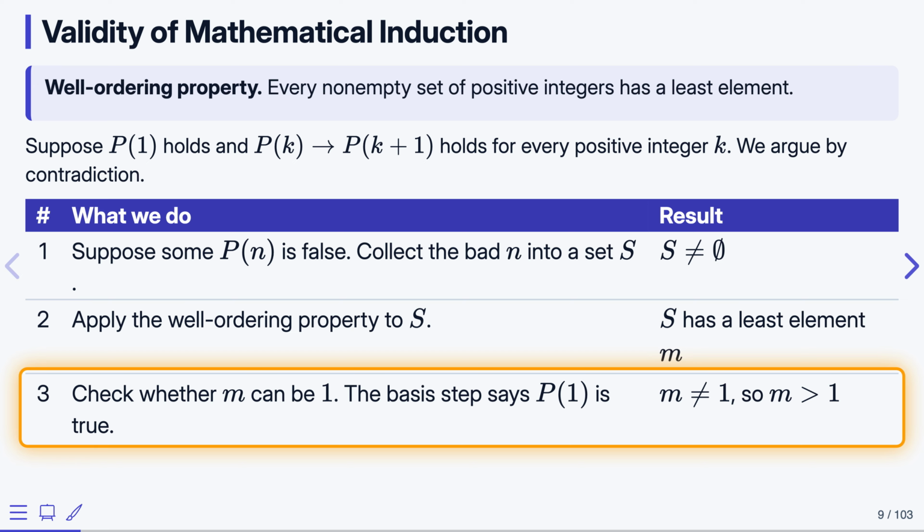Step 3. Can m be 1? No, the basis step says P(1) is true, so 1 is not bad, so m is bigger than 1. We finish the argument on the next slide.